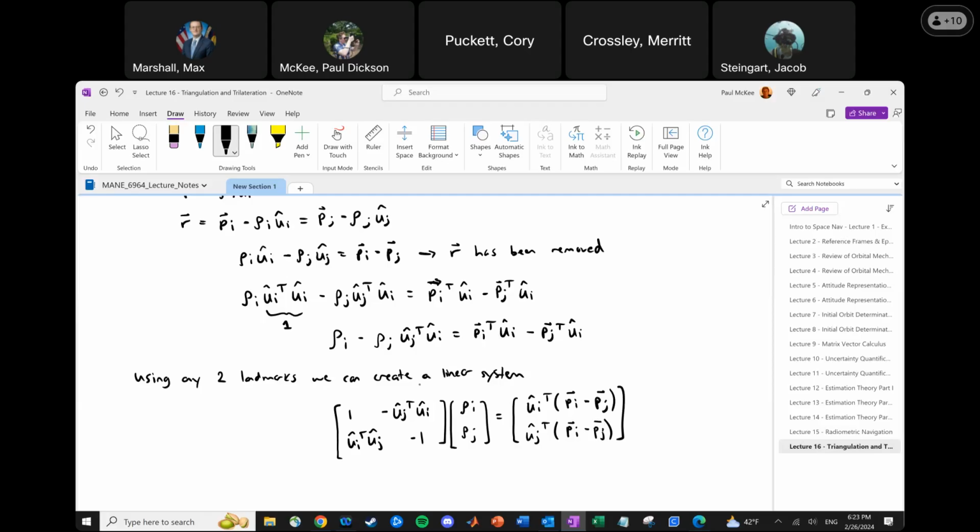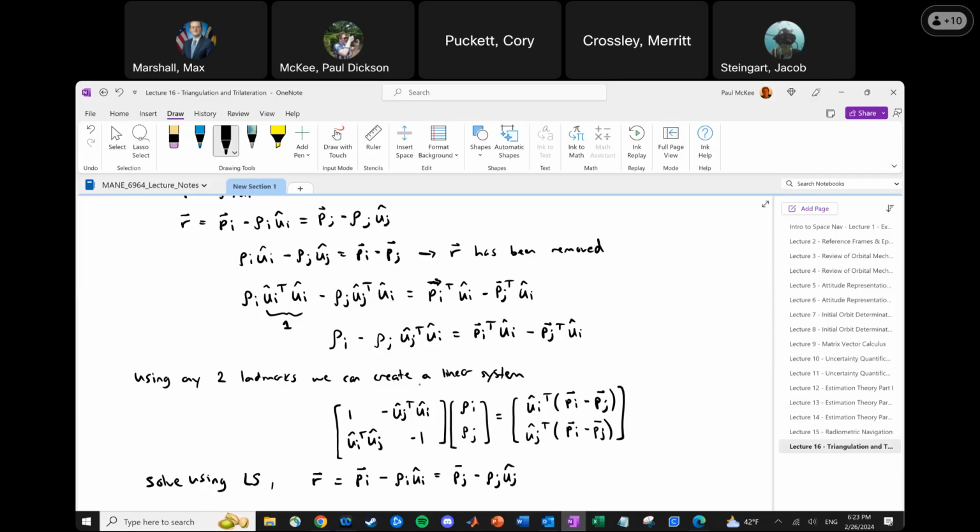There we are. And so we can solve this using least squares. And then we can just take either range, right? Either one is totally valid. So your position is equal to p_i minus rho_i u_i, but it's equally valid to say that it's p_j minus rho_j u_j. And there we go.